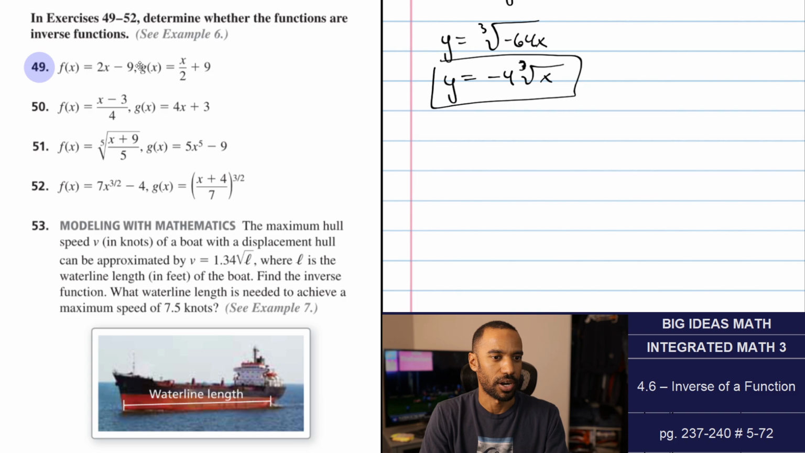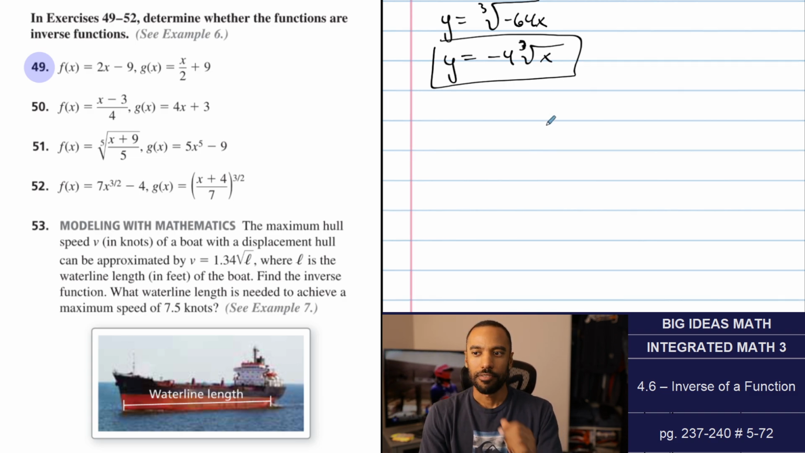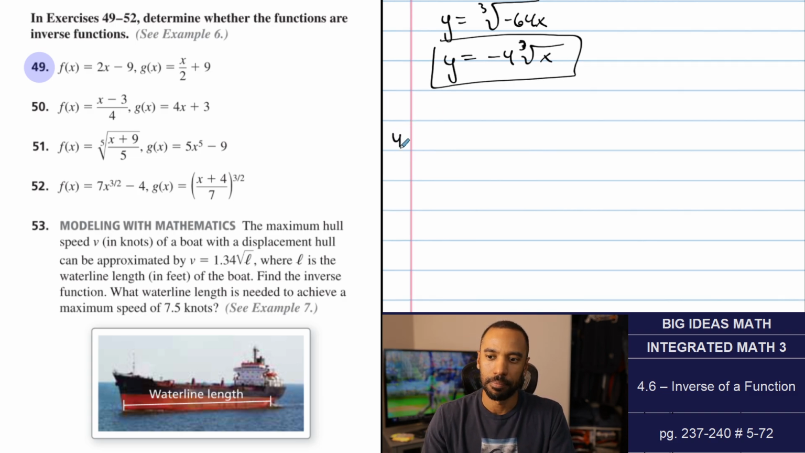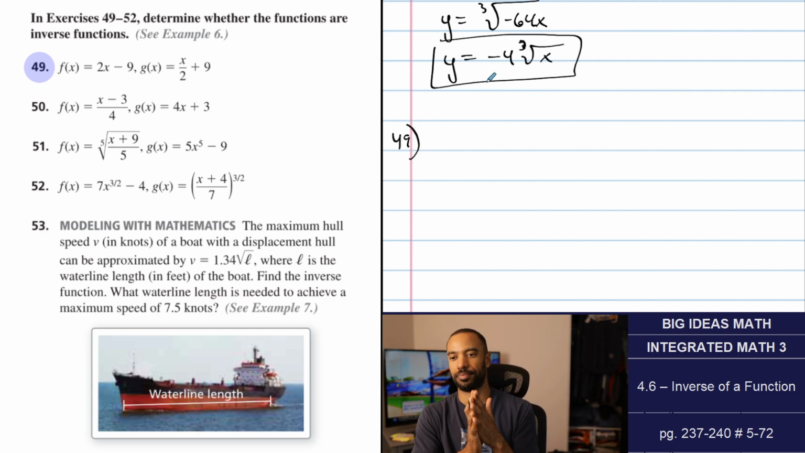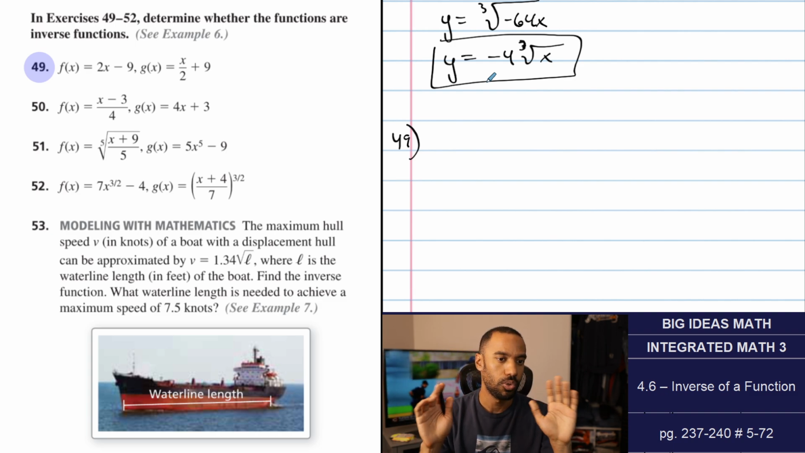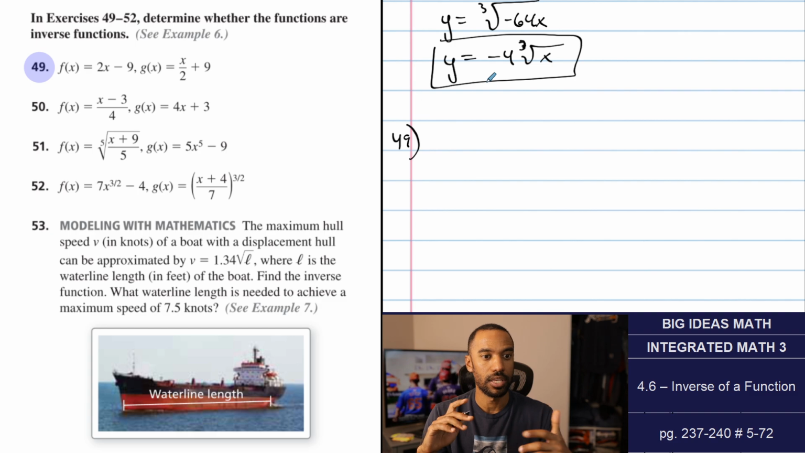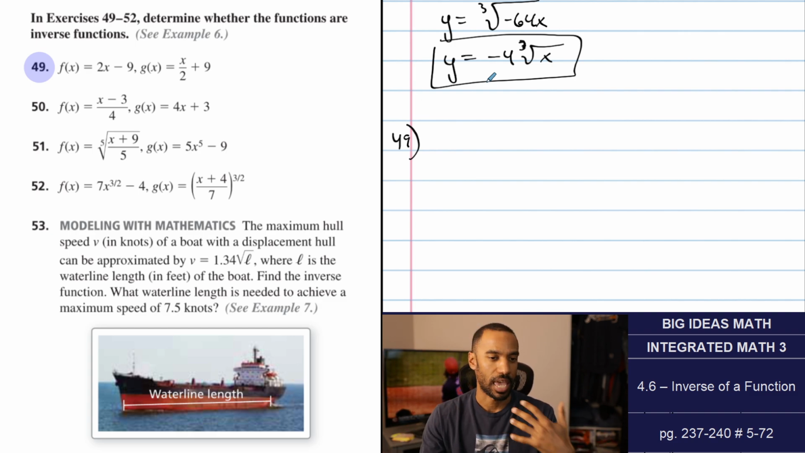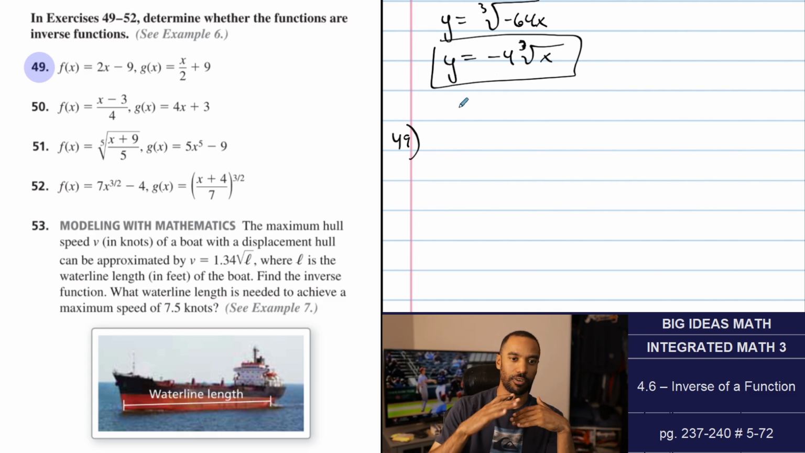Determine whether the functions are inverse functions. Now, you have options for this stuff. I'm going to go based off what the book has, and that's fine to do. I probably prefer it. There are two ways you can go about it, though. One way is doing what we've been doing, meaning take one of the equations, take its inverse, and see if it matches it.